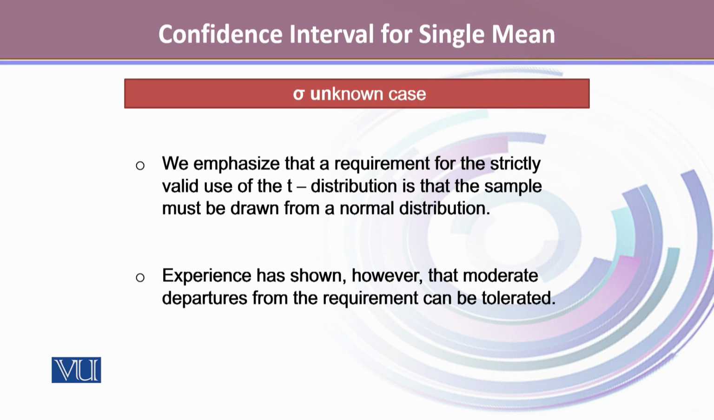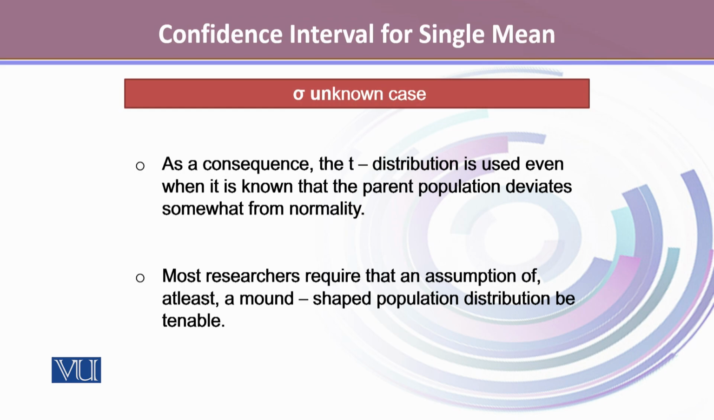Here, we emphasize that a requirement for the strictly valid use of the t distribution is that the sample must be drawn from a normal distribution. Experience has shown, however, that moderate departure from the requirement can be tolerated. As a consequence, the t distribution is used even when it is known that the parent population deviates somewhat from normality. Most researchers require that an assumption of at least a mound-shaped population distribution be tenable.